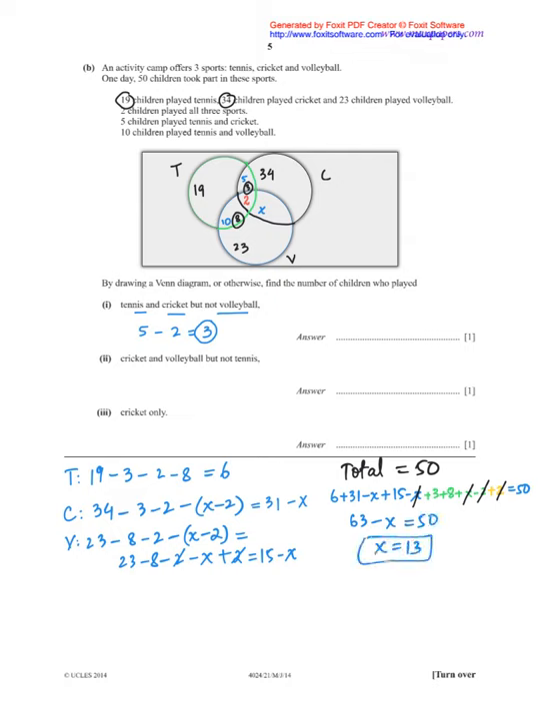So we need to find the value of cricket and volleyball but not tennis. That is equal to x minus 2, and x is 13, so 13 minus 2 is equal to 11, and that is your answer. And the last one says cricket only. So we have the expression for cricket only, and that is 31 minus x. We have the value of x, so it will be 31 minus 13, and it leads to the answer 18. So that is your final answer.